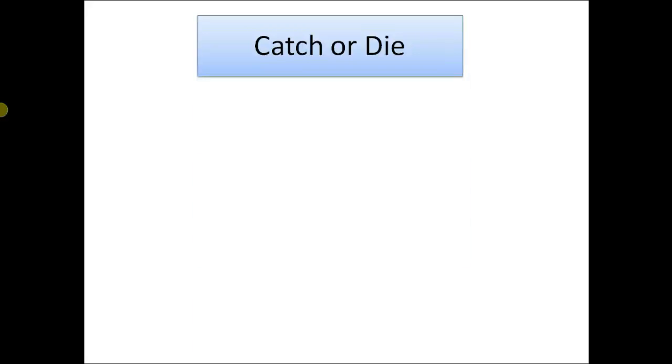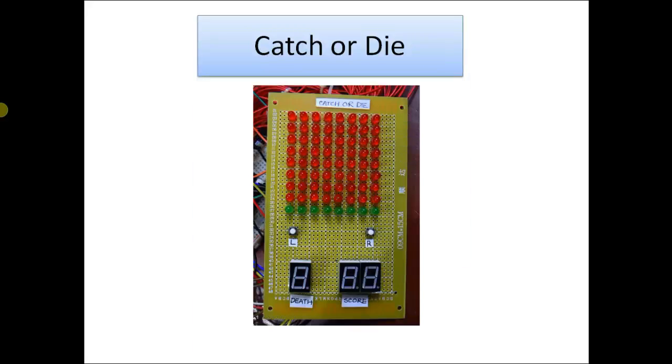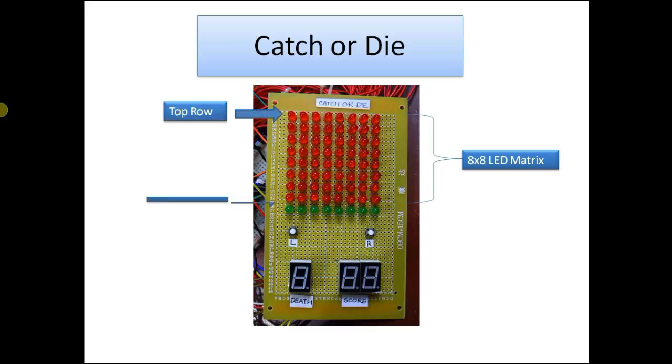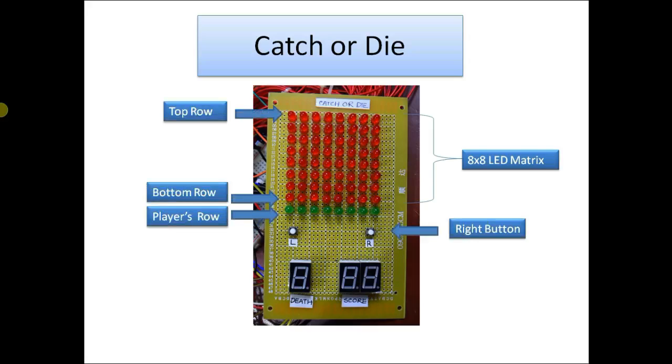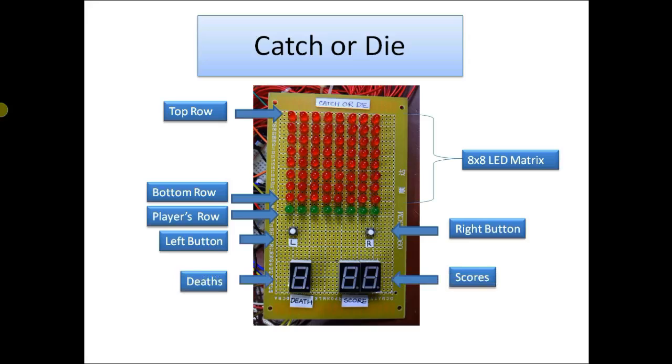Catch or Die is a game which uses this gaming board. The gaming board consists of an 8x8 red LED matrix. Light from the matrix will fall from the top to the bottom. The player will have the green LED row to catch the light using the right button or the left button. If the player can catch the light, the score will increase. If he can't, his death will increase. After 9 deaths, the game will freeze.